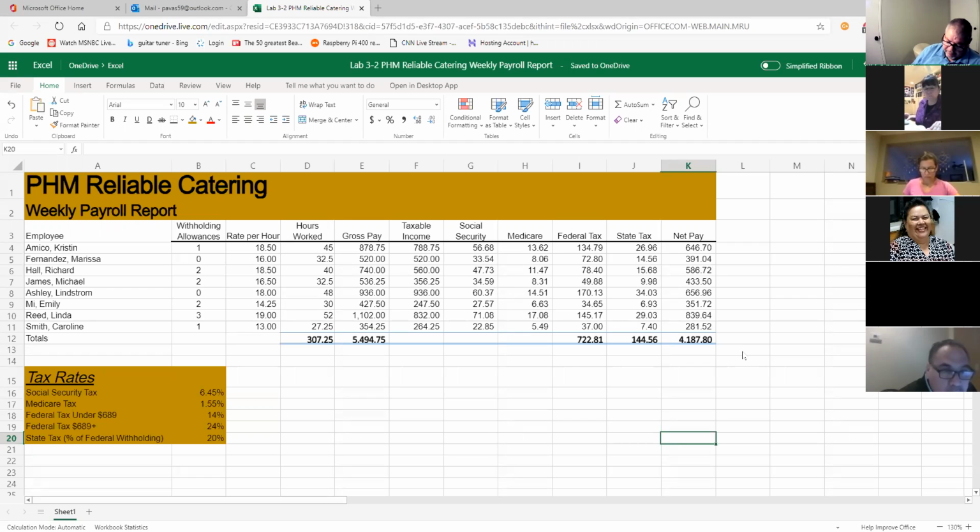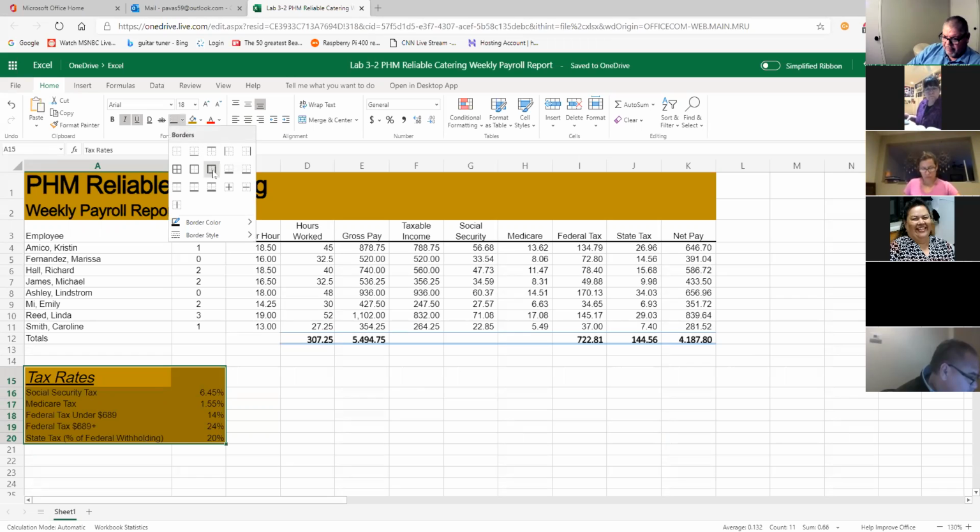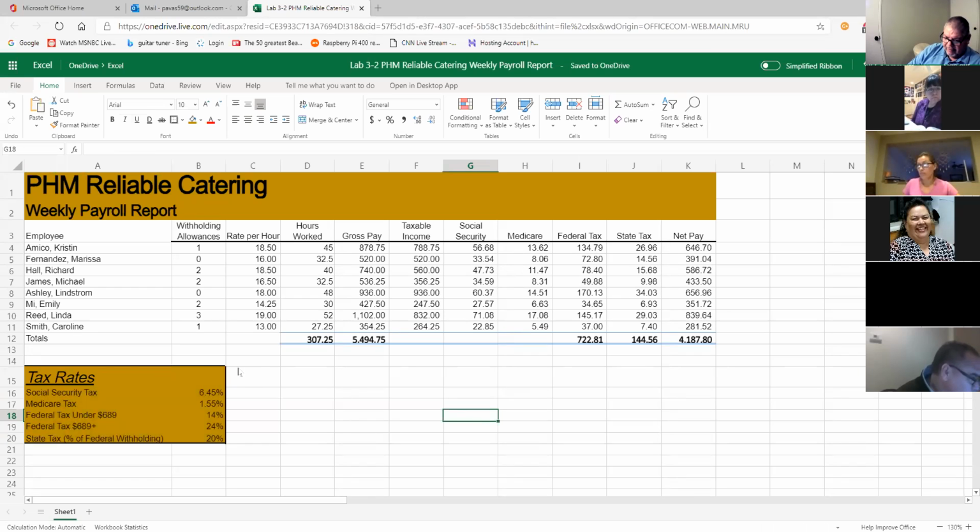And then finally, this is still 17, says apply a thick outside border to the range A15 and B20. So A15 is right here and B20 is right here. So this section, they want us to do a thick outside border. So we're going to go to the borders. And it should be this one. Yeah, there it is. See, thick outside border. So when I click it, nothing happens until you click away from that. See? Now you see the border around.